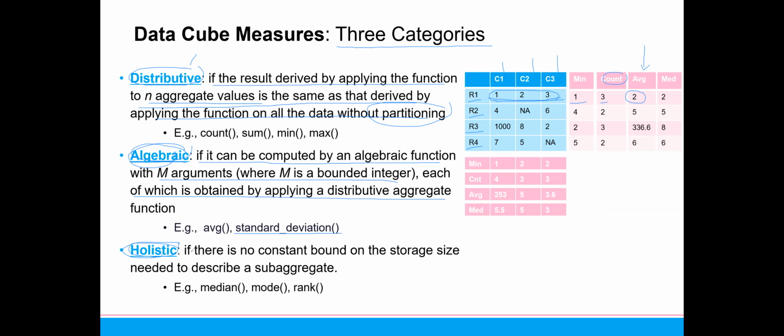Holistic, if there is no constant found on the storage size needed to describe a sub-aggregate. So some other functions, for example, median. Median means you need to sort the data and then find the middle value. Or mode, meaning the most frequent value, or rank, based on particular standards, maybe based on frequency, you can rank numbers.